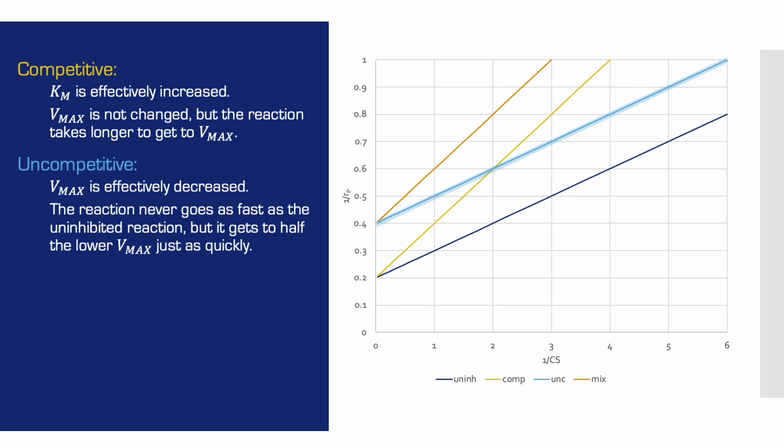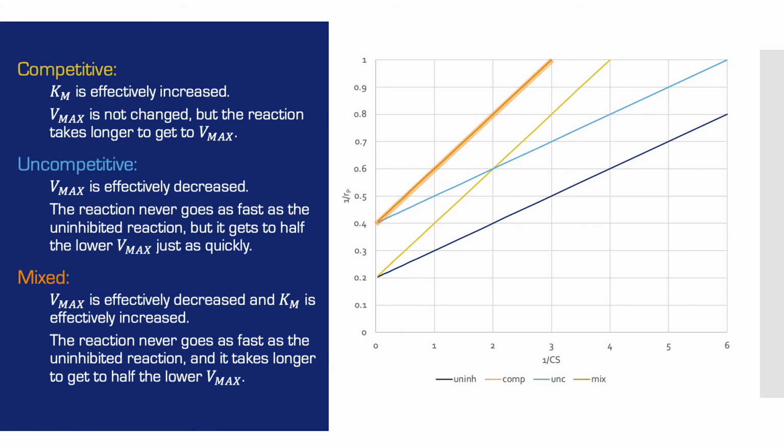Uncompetitive. Vmax is effectively decreased. The reaction never goes as fast as the inhibited reaction, but it gets to half the lower Vmax just as quickly. Mixed. Vmax is effectively decreased and Km is effectively increased. The reaction never goes as fast as the inhibited reaction, and it takes longer to get to half the lower Vmax.